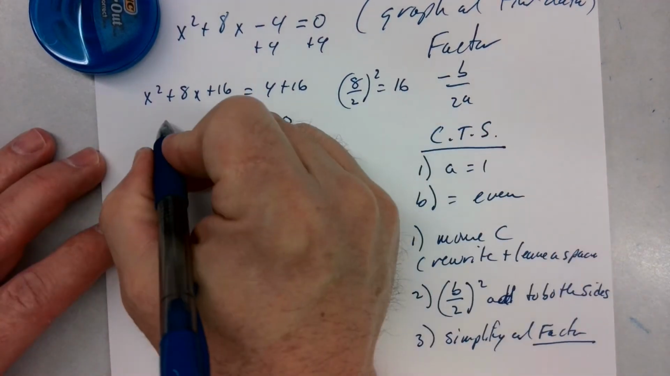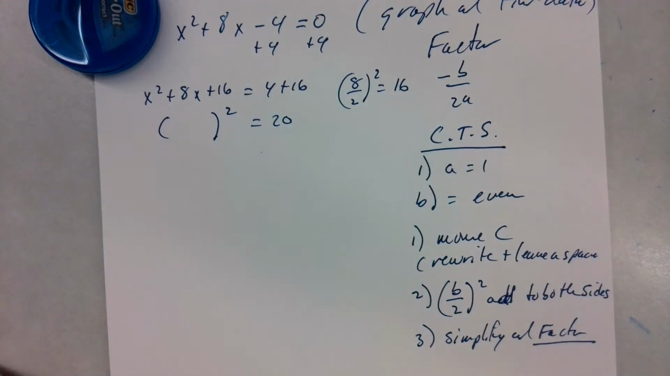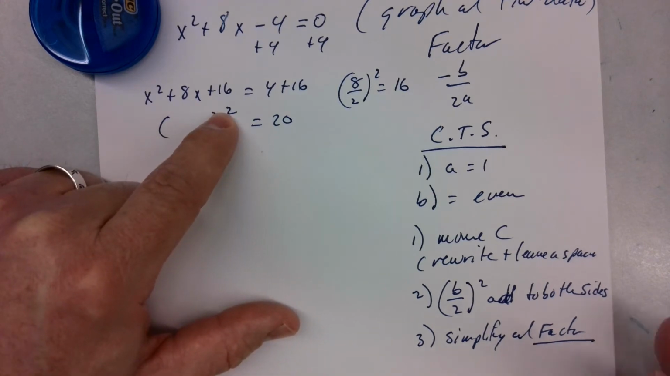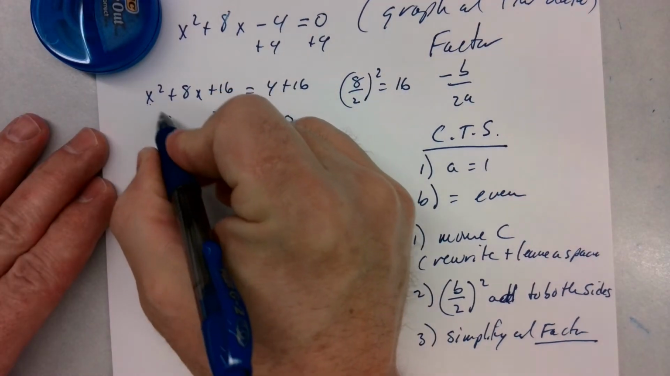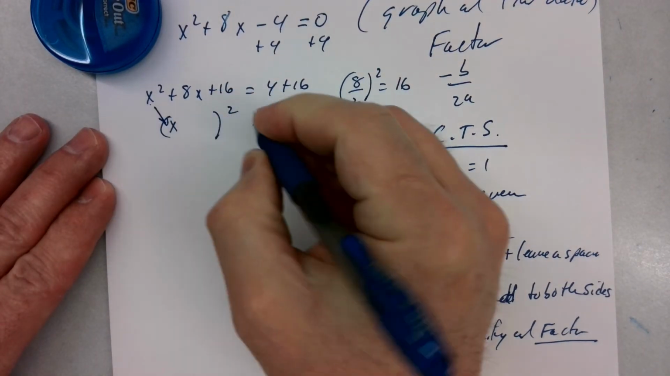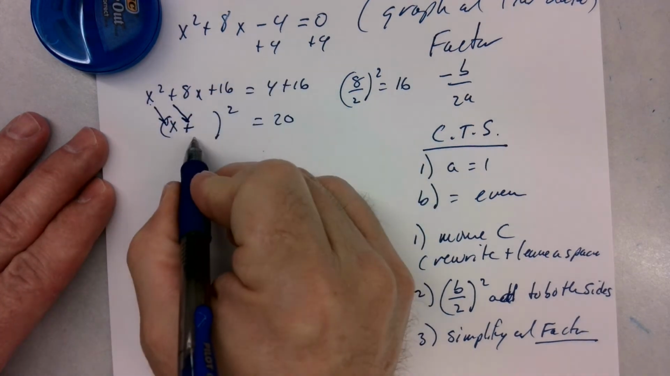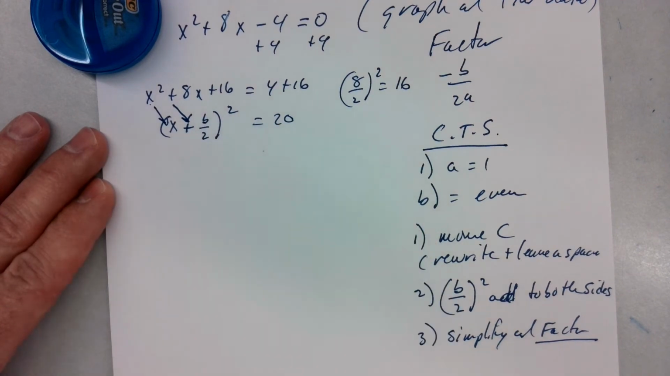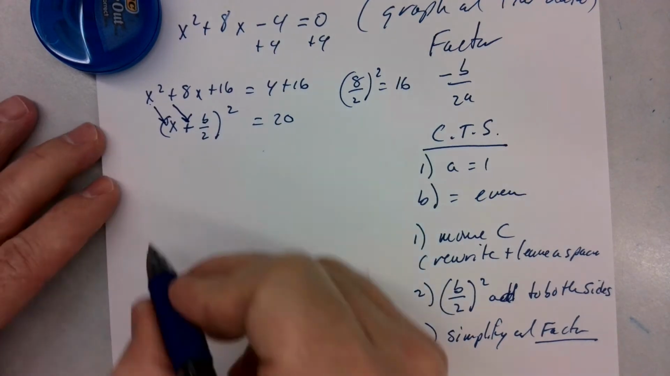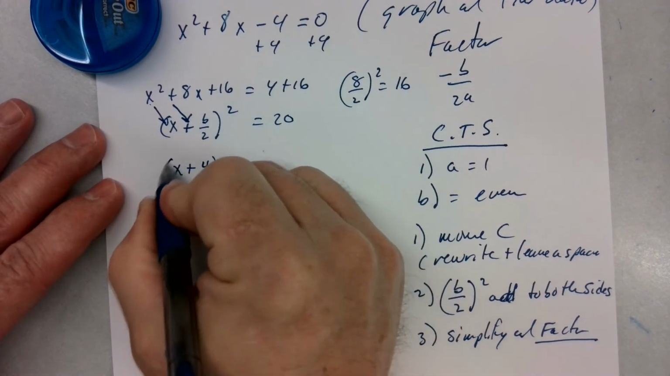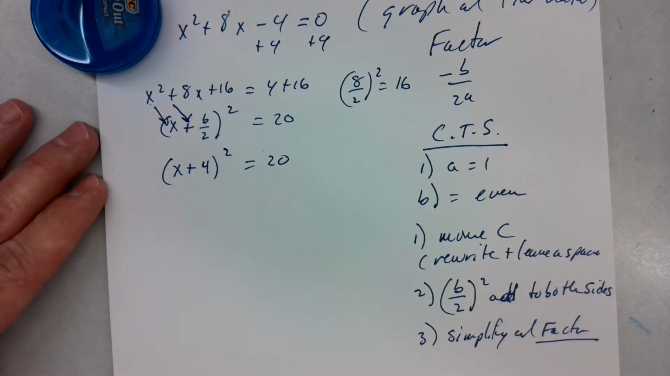This now will always become something that is squared. Okay? That's why they call it completing the square. I am forcing this equation to become something squared. Now it's easy. That variable goes right there. That variable goes right there. That sign goes right there. So that's a plus. This right here is b over 2. Okay? So I'm going to get x plus what? 4 squared equals 20. Okay?